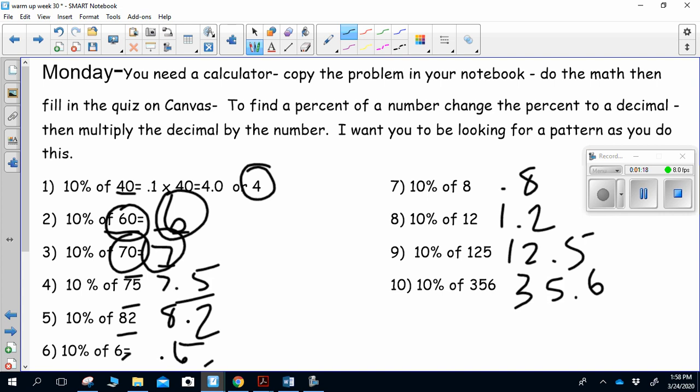And you should see that the decimal point has moved. If it was originally here behind the 8, it moved 1 to the left. Behind the 12, 1 to the left. Here, 1 to the left, 1 to the left.